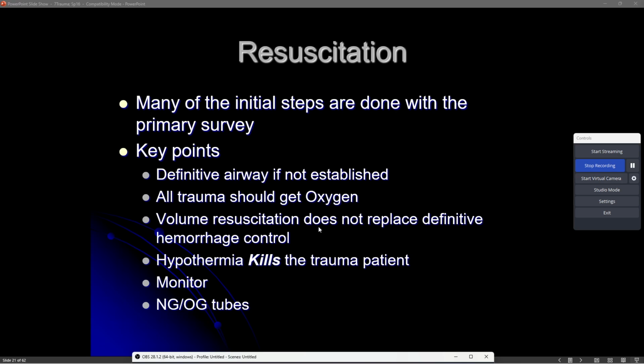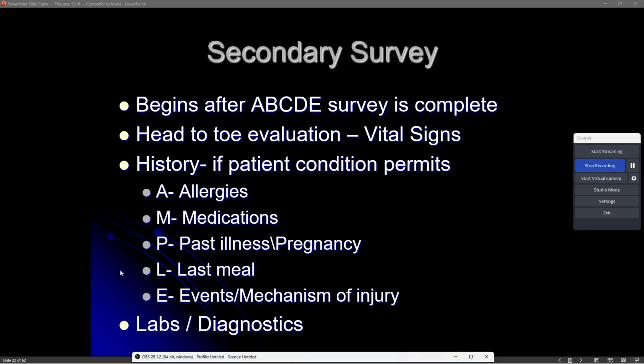If I've lost a liter of blood, I don't just want to lose the liter and move on with my life. I want to find a way to replace a portion of the volume in my vasculature to get blood pressure back up and increase cardiac output. How do I do that? We'd be looking at isotonic solutions, bleeding control, and other colloids that can replace volume. Hypothermia kills, talked about that. We're going to monitor in the ICU, with NG or OG tubes for decompression and nutrition.